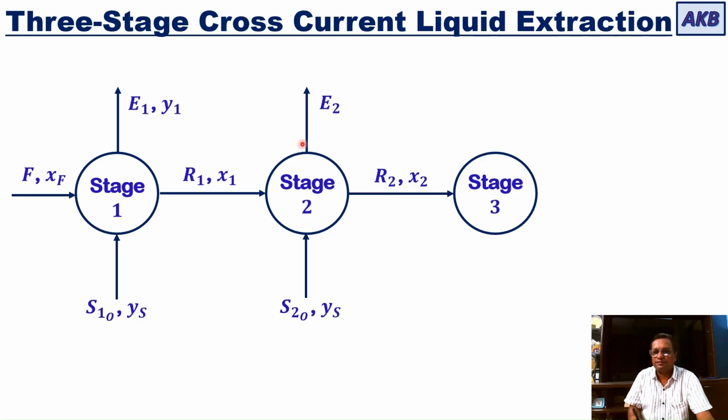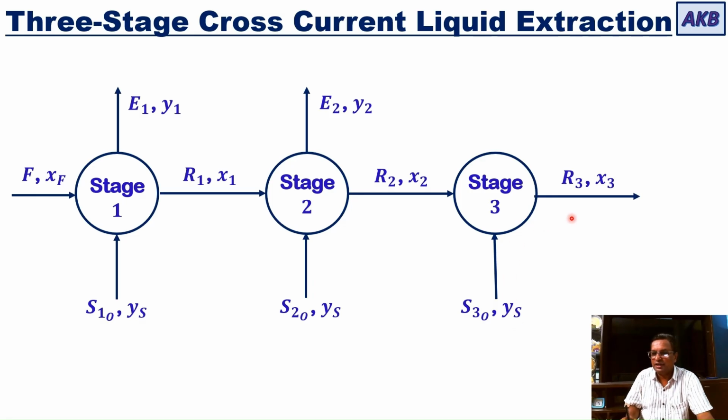Then likewise you have extract phase, which has E2 as mass or mass flow rate depending on whether it is batch-wise operation or continuous operation. Y2 is the weight fraction of solute C in it. And finally, the raffinate phase is admitted into stage number 3, which is contacted with a fresh batch of solvent. S30 will be its mass or mass flow rate. YS will be the weight fraction of solute in it.